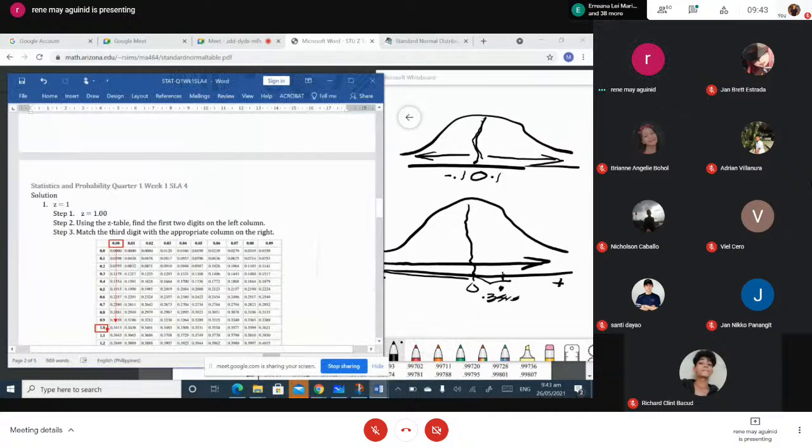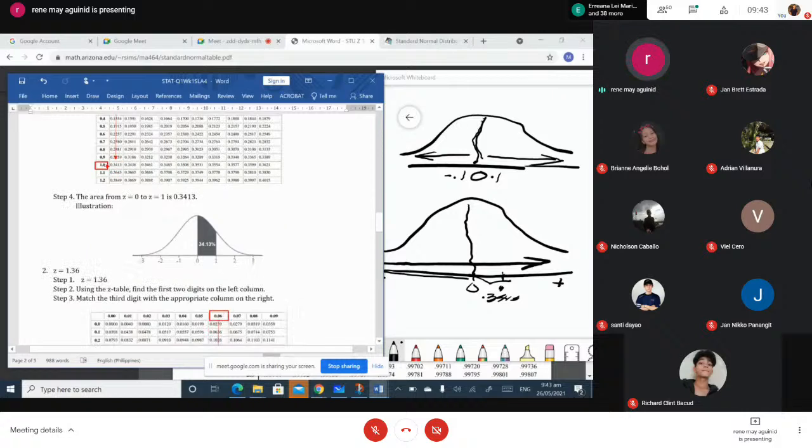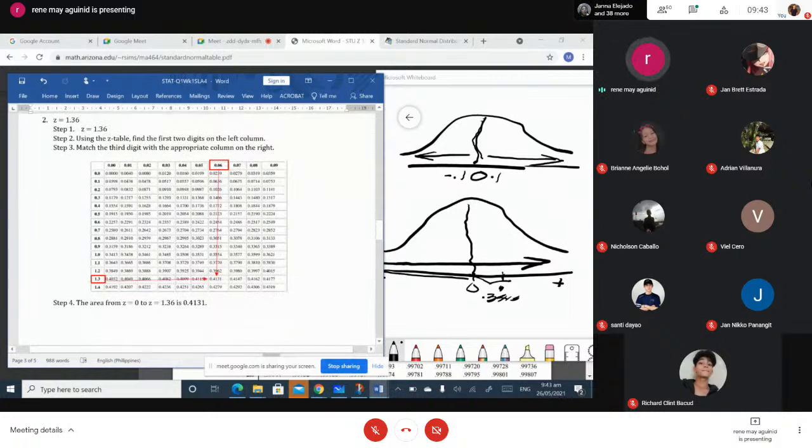Next. What about the area of 1.36? 1.36 area. How will you locate this on the table? 1.3 and then 6. Where the horizontal and vertical columns meet, there it is: 0.4134. Okay?